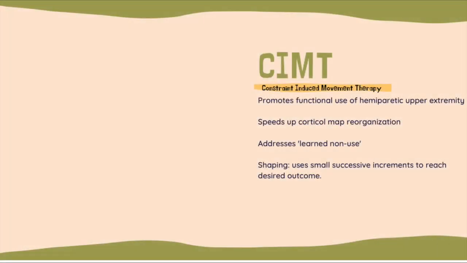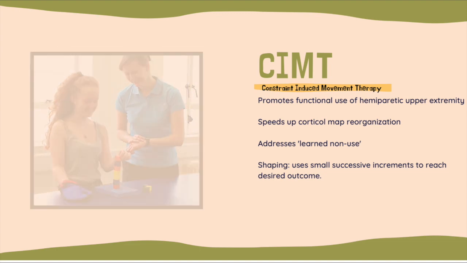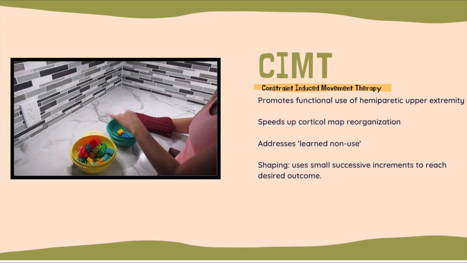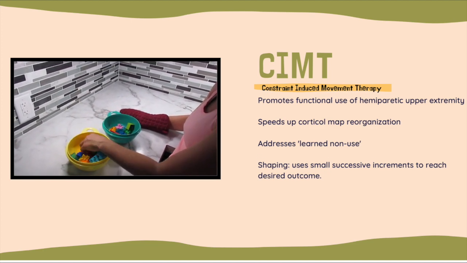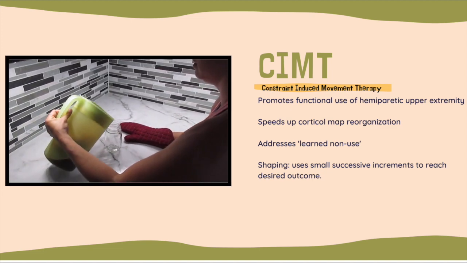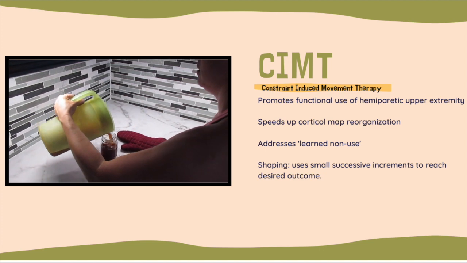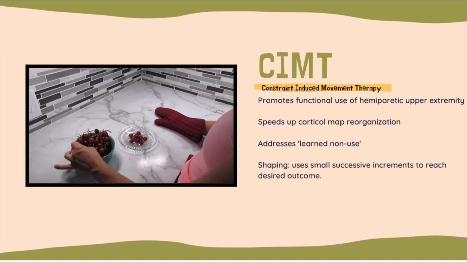Next, we're going to go over a couple cool theories and interventions that go along with them, which you can apply to your occupational therapy practice. Constraint-induced movement therapy promotes functional use of a hemiparetic upper extremity. It also speeds up cortical map reorganization and addresses learned non-use.